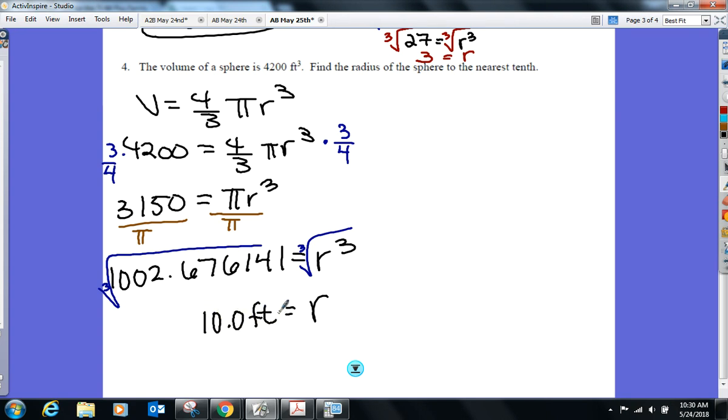Not feet squared, not feet cubed. We're just talking about a radius, not area or volume. Just keep it feet as the units. All right. So just using your new cube root button on the calculator.